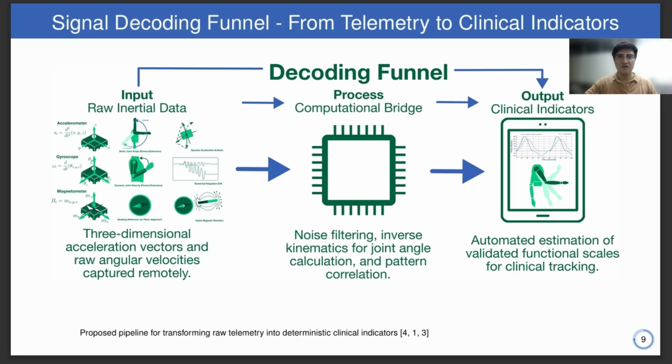Process. Our processing stage filters environmental noise, solves inverse kinematics for joint angles, and applies biomechanical correlation to clean the signal. Output: high-value clinical indicators. The data is displayed as validated functional scales, like the Fugl-Meyer Assessment and the Action Research Arm Test. This funnel bridges raw hardware telemetry and real clinical tracking, letting physicians evaluate recovery accurately and remotely.